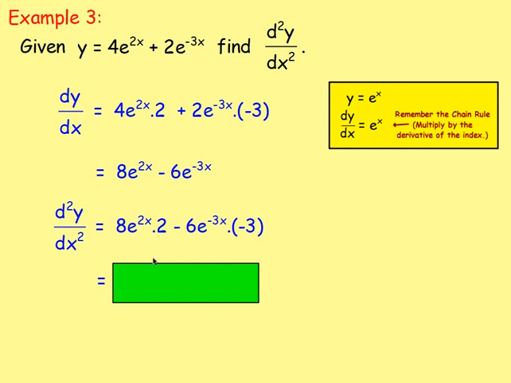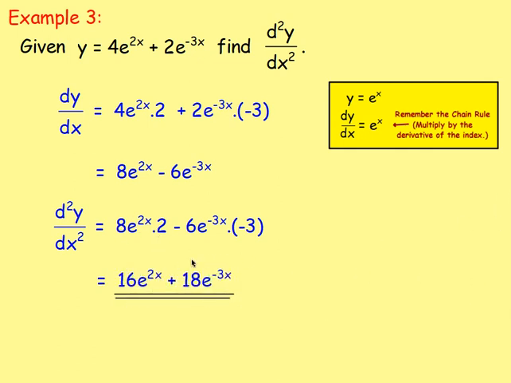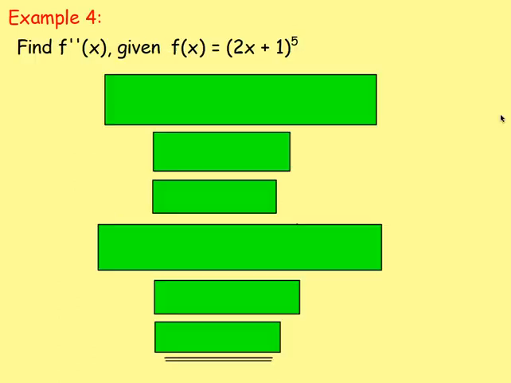From there then, 8 times the 2 would give you 16e to the power of 2x. Negative 6 times negative 3 would give you plus 18, and you've got the e to the power of negative 3x. And that would be your answer.